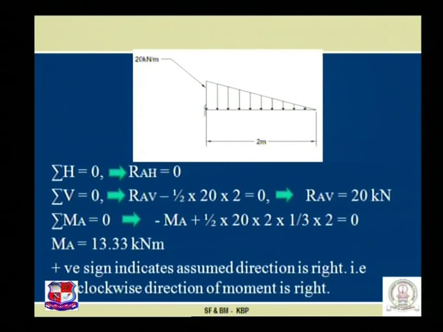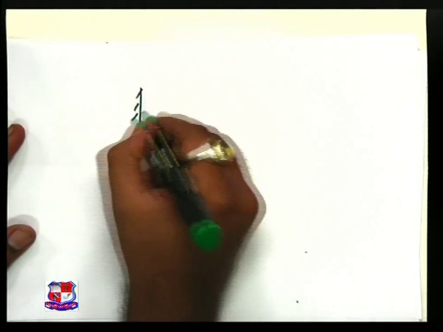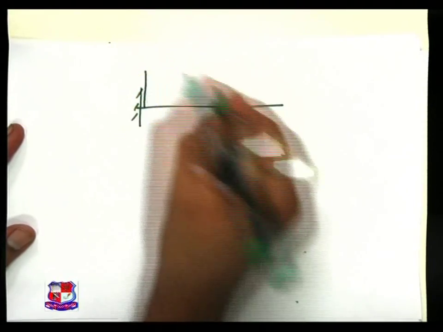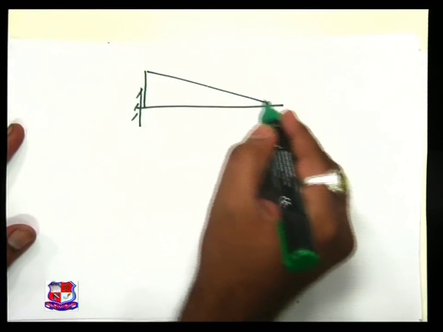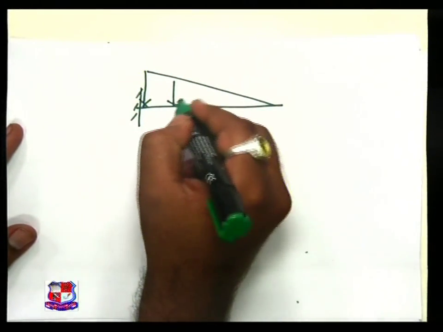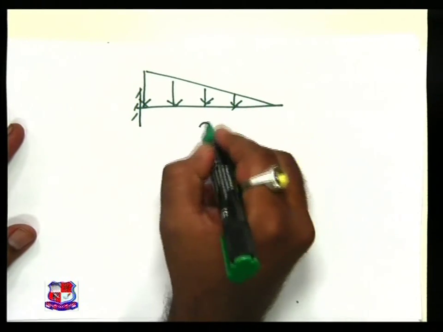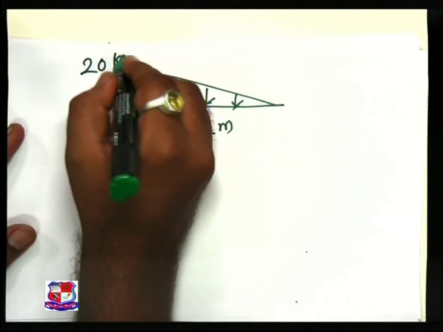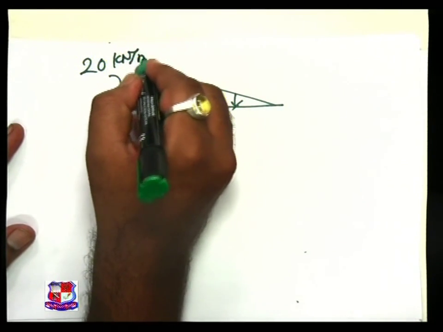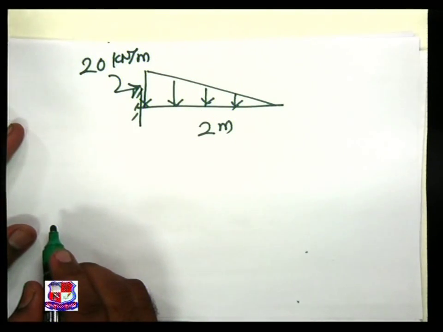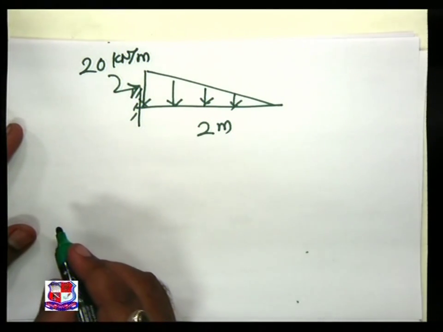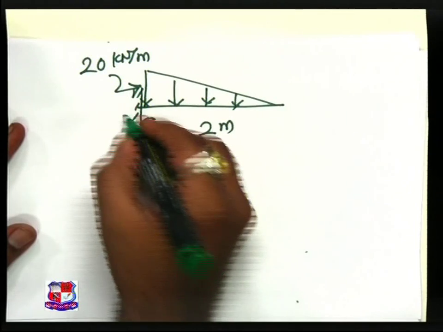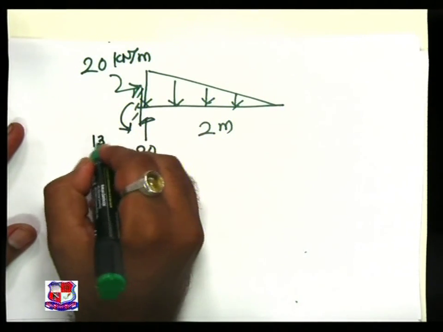The given beam, cantilever, subjected to UVL, specifically triangular load (20 kilonewton per meter). Now, our intention, we know the reactions also. This is of 20, this is of 13.33.